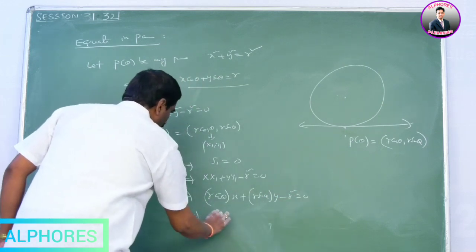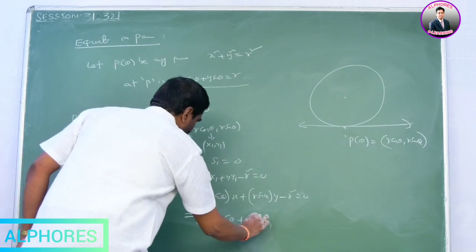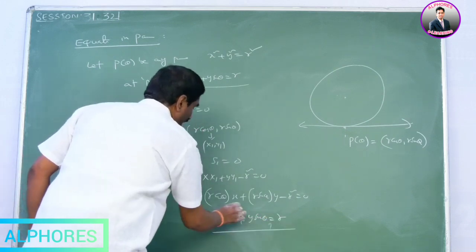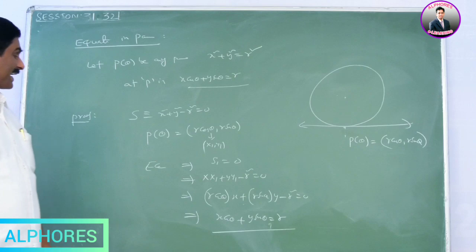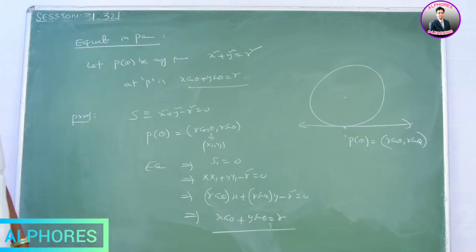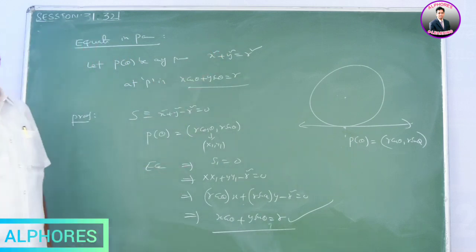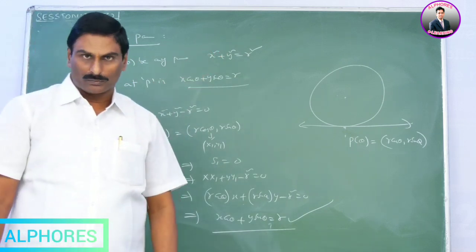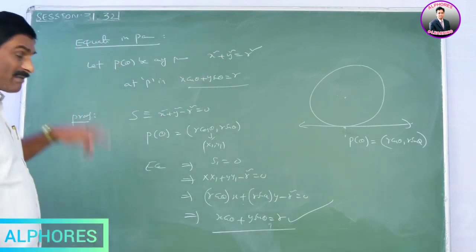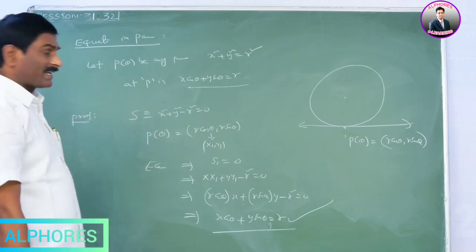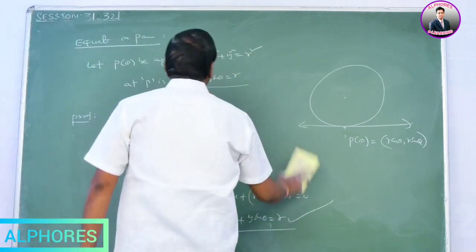R is the common term, so cancel r. x cos theta plus y sin theta is equal to r is the equation of the tangent at P of theta to the circle x square plus y square is equal to r square. That means the center is 0, 0. In the same way, what is the equation of the tangent to the circle S is equal to 0 at P of theta?